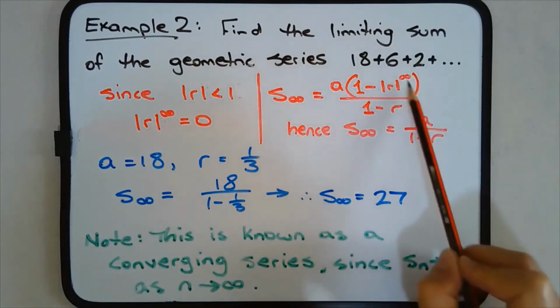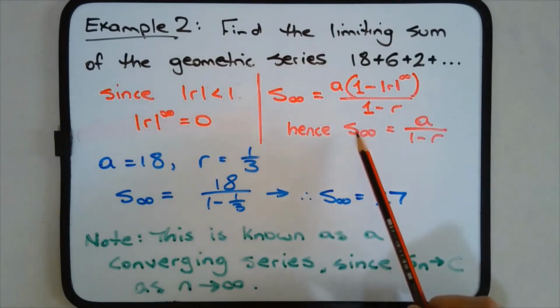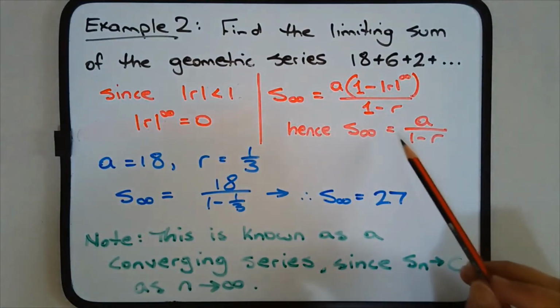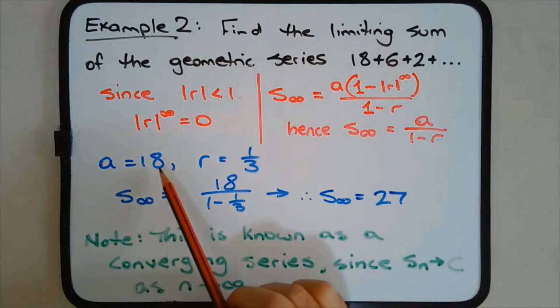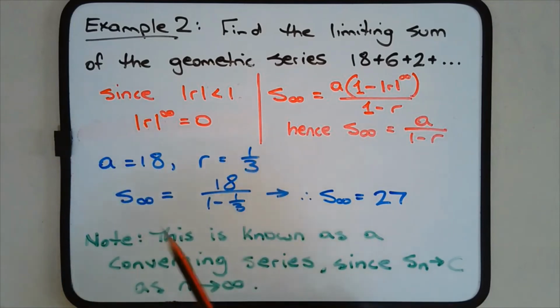So that wipes out this term here, becomes 0, and then we're left with S of infinity, or the infinite sum, is equal to a over 1 minus r, where a represents the first term of the geometric series. Now in this example, a is equal to 18 and r is equal to 1/3. So S of infinity is equal to 18 over 1 minus 1/3, and that evaluates to S of infinity equals 27. Now, as a side note, this is known as a converging series as opposed to a diverging series, in that Sn approaches some constant, or some definite value, as n approaches infinity.